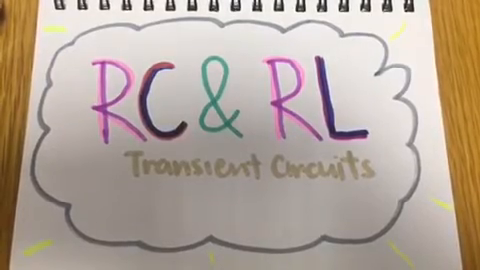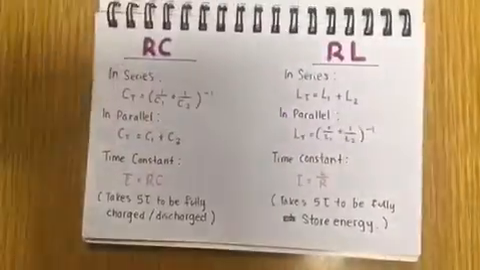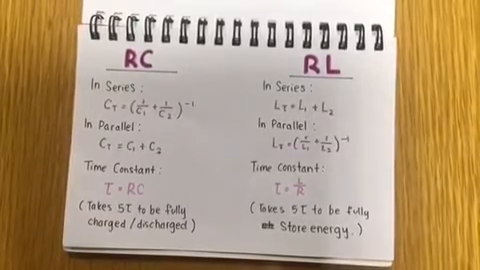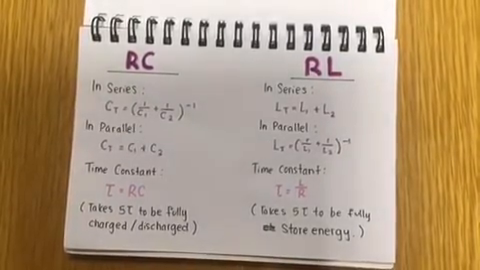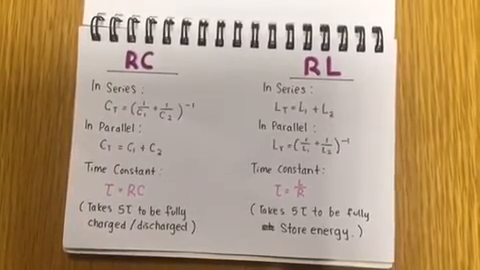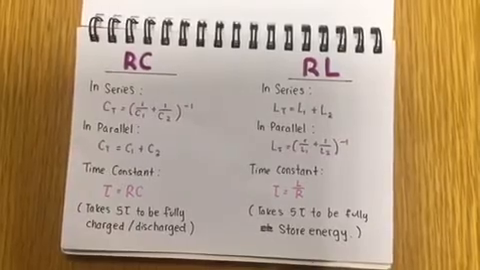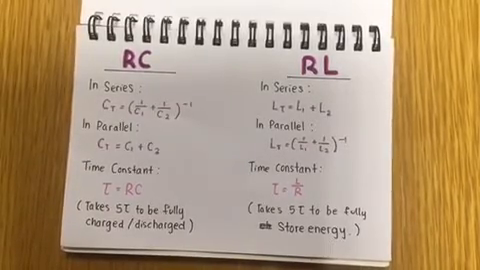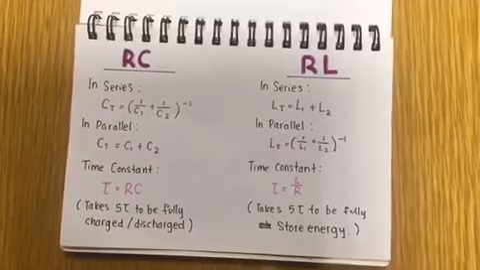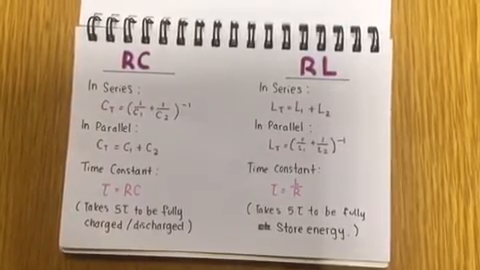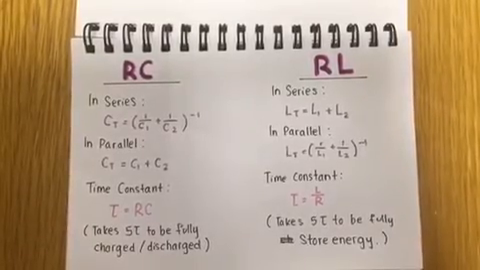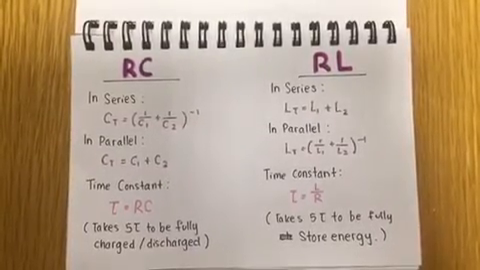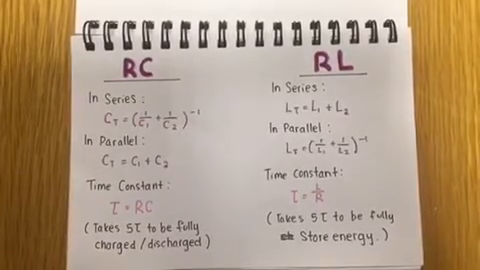Now Christine will be talking about the difference between RC and RL. For capacitors in series, the total capacitance is the inverse of the sum of 1 over the capacitances. However, for inductors, total inductance is calculated similarly to resistance, where the inductances are added up. In parallel circuits, the total capacitance is added up together, and the total inductance is the inverse of the sum of 1 over the inductances. The time constant in RC circuits has a formula of tau equals R times C, while in RL circuits, the time constant is calculated using L over R.